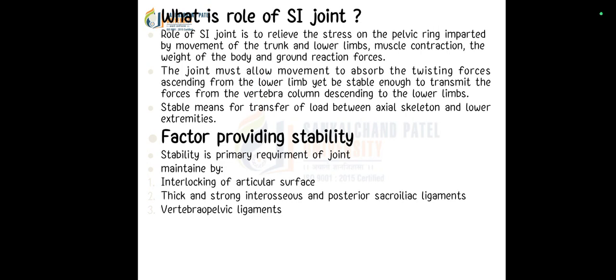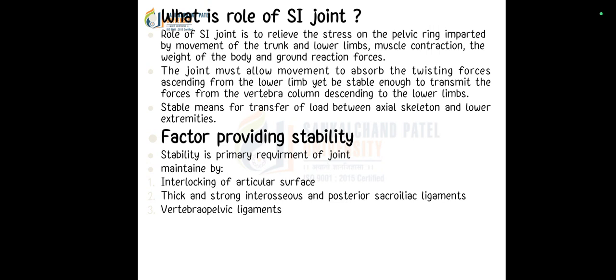What is the role of the SI joint? The role of the SI joint is to relieve the stress on the pelvic ring imparted by movement of the trunk and lower limbs, muscle contraction, the weight of the body and ground reaction forces. The joint must allow movement to absorb the twisting force ascending from the lower limb, yet be stable enough to transmit the force from the vertebral column descending to the lower limbs.